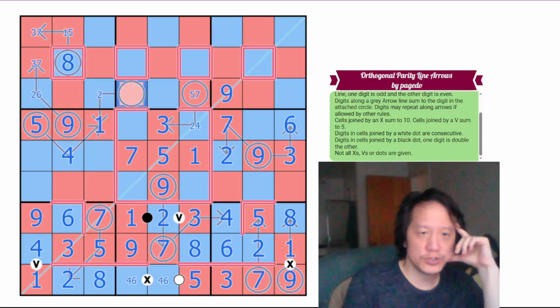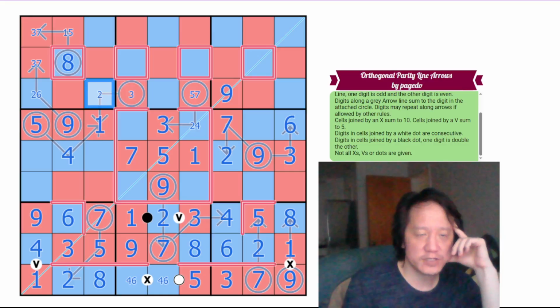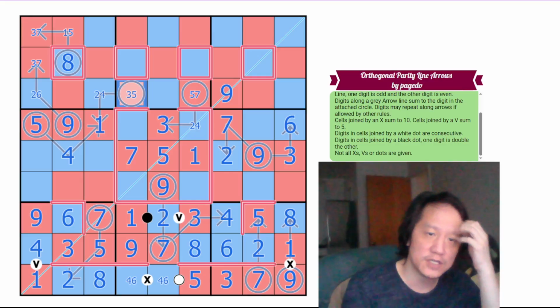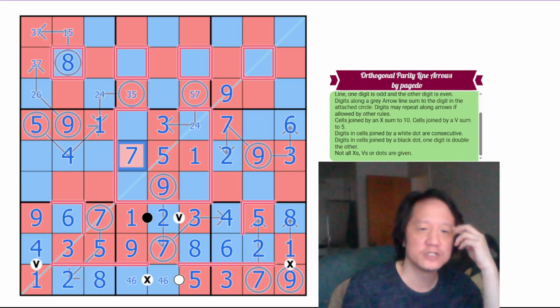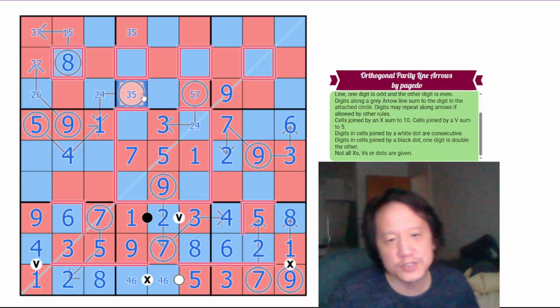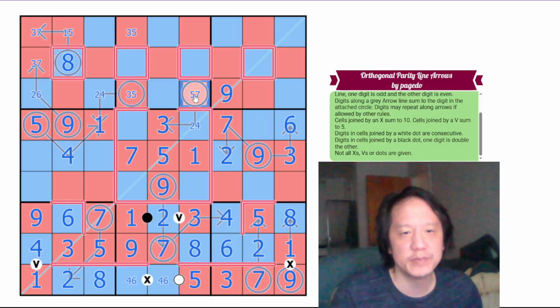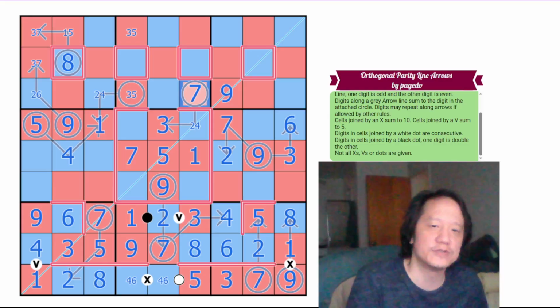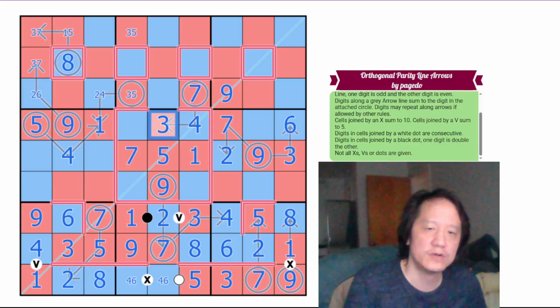1 plus 2 adds up to 3. That's possible. 1 plus 4 adds up to 5. And the rest of the odd digits in column 4 cannot be 1, 7, or 9. So this is 3 or 5. This is 3 or 5. This 5 eliminates 5 in the rest of the column. So this is 7, which makes this 4.